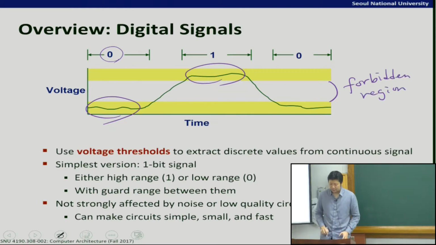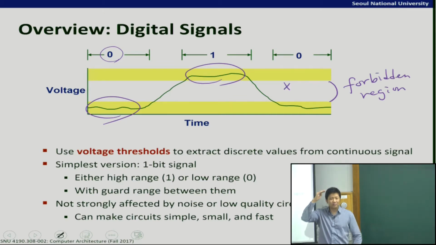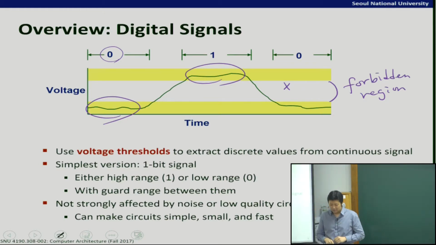So we are not using this region because it is kind of a margin between 1s and 0s. Sometimes if you use this value, of course it looks a little closer to 1, but it's still very close to 0 too. So we want some margin to work reliably. It's either high range or low range. High range is 1, low range is 0, and there's a forbidden region between them, which is also called the guard.